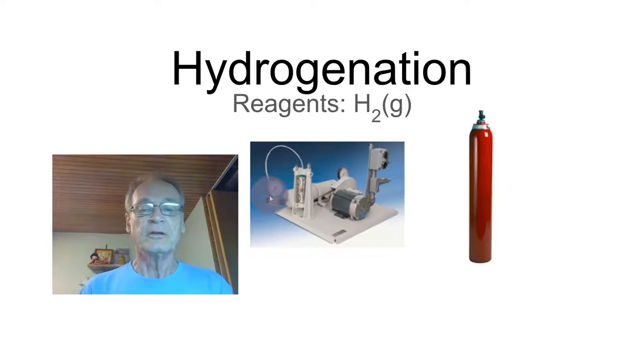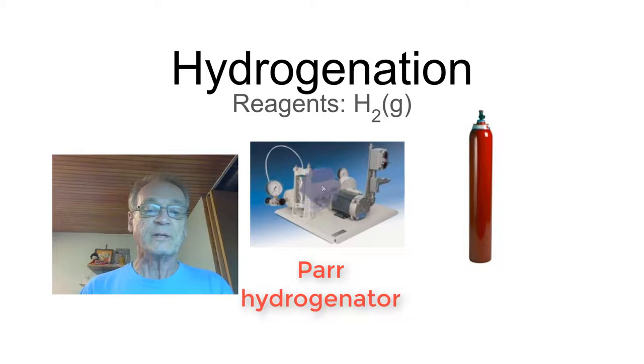So let's look at the first reagent, which is just hydrogen gas. I've shown a picture of a hydrogen gas cylinder here. You attach the cylinder to your reaction vessel. And this is a picture of what's called a Parr hydrogenator. So you put your sample in here. You attach the hydrogen on here.